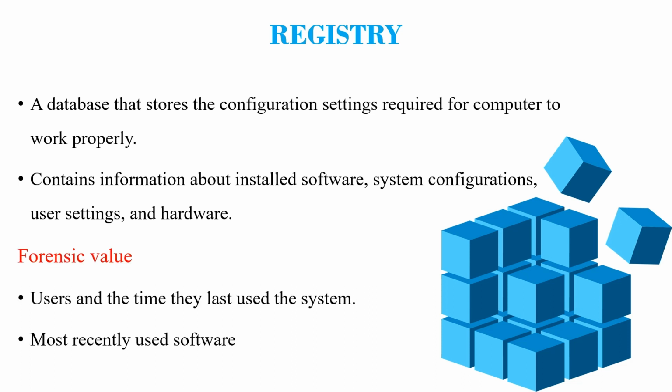Next is forensic value. In terms of forensics, it determines the users, the time they last used the system, and the most recently used software. Registry tracks information about user activities. It observes and records the activities performed by the user. The registry keys are like roadmaps of the activities of the user or the attacker. They reveal important information, like recent documents used by the user, URLs typed by the user in a browser, IP addresses, and USB devices. We'll see one example of how to view the recent documents in the registry editor.